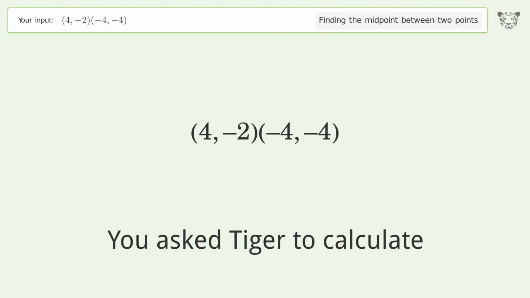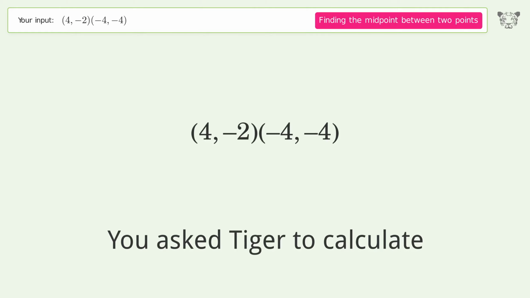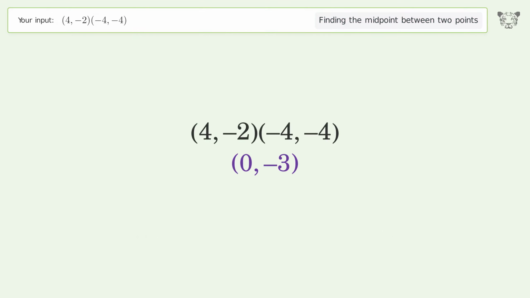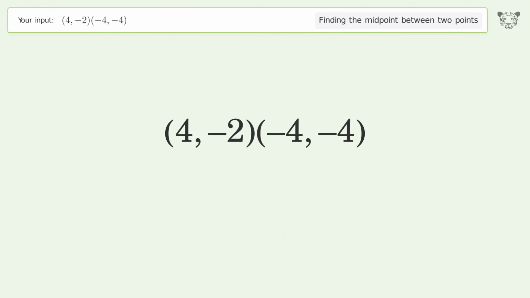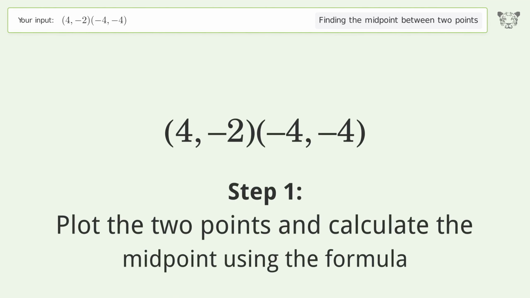You ask Tiger to calculate. This deals with finding the midpoint between 2 points. The midpoint between the 2 points is 0, -3. Let's solve it step by step. Plot the 2 points and calculate the midpoint using the formula.